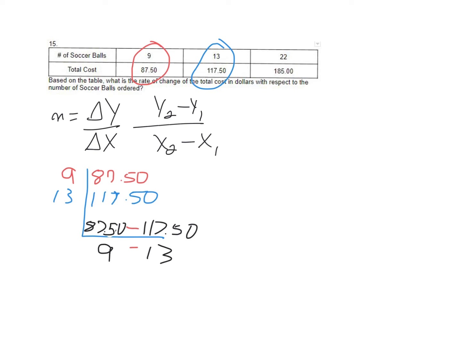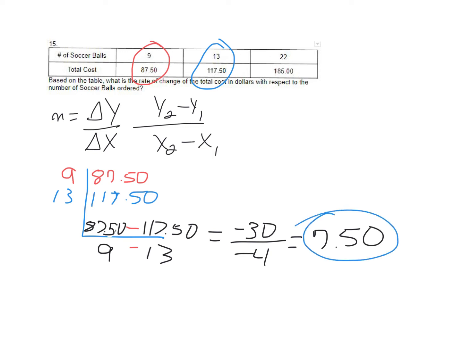And when you work this out, you're going to get negative 30 for the change in y over negative 4 for the change in x. And then when you work that out, you're going to get $7.50. So the rate of change is $7.50.